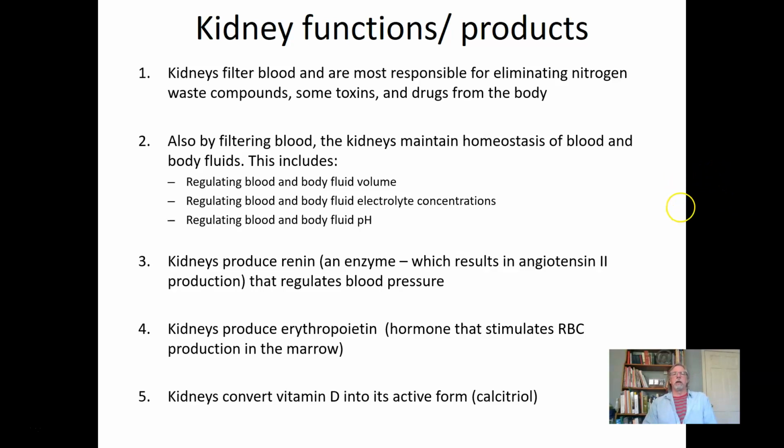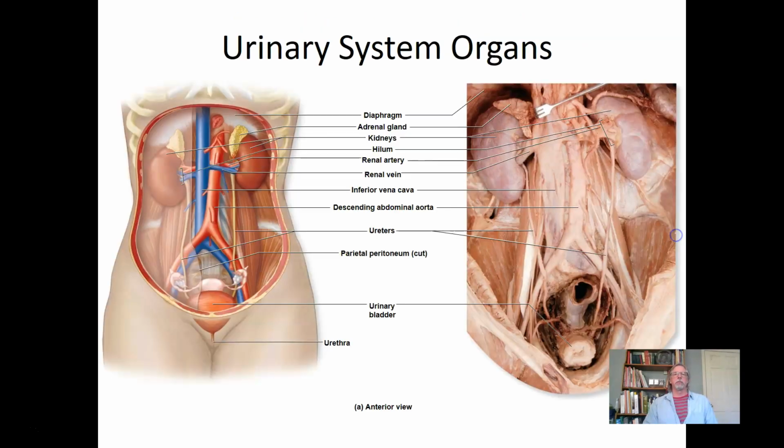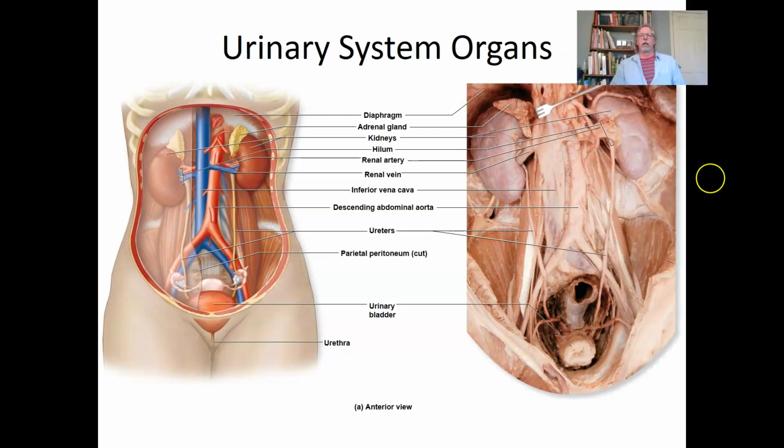So let's look at the anatomy of the urinary system next. This slide shows the main organs that are involved, and on the right is a cadaver dissected and showing the dorsal part of the abdominal cavity. And on the left is a basically diagrammatic version of that. Here are the kidneys. You have two kidneys, and they're up against the dorsal body wall, and in fact have a retroperitoneal location.